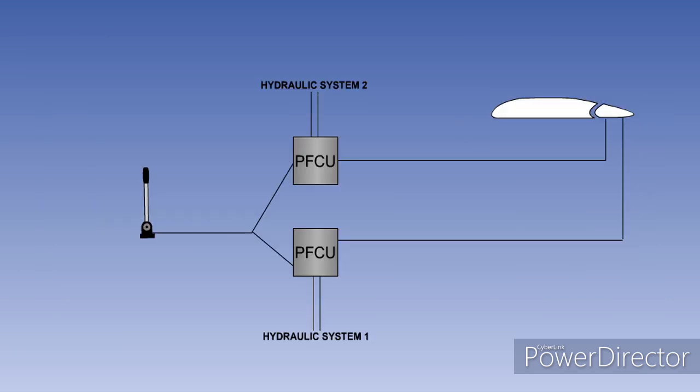When the flying controls are power operated, some form of control unit duplication is necessary to guard against hydraulic system failure. This is often accomplished by having two powered flying control units operating each flying control surface. These units will be operated by separate hydraulic systems.